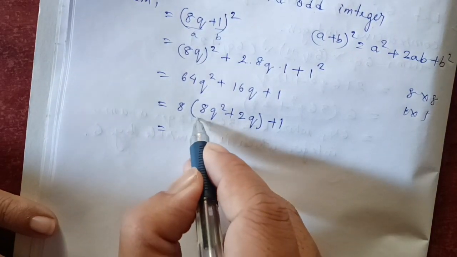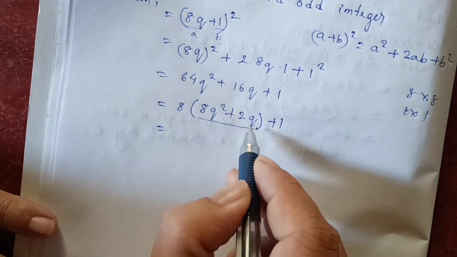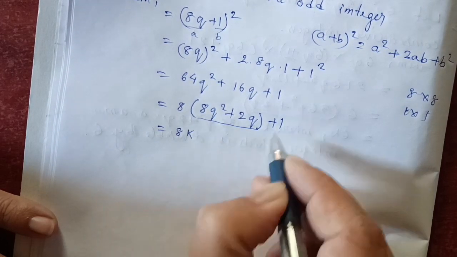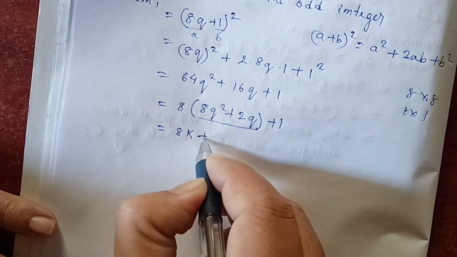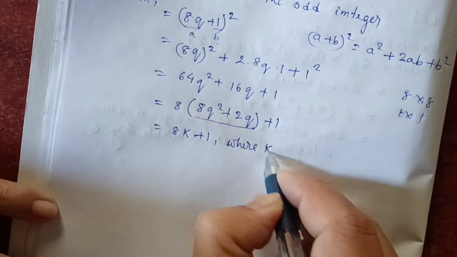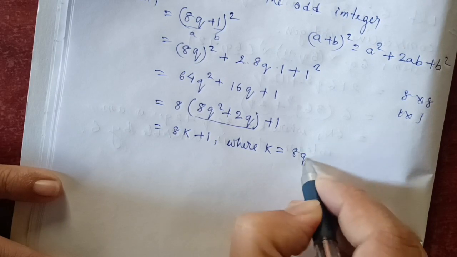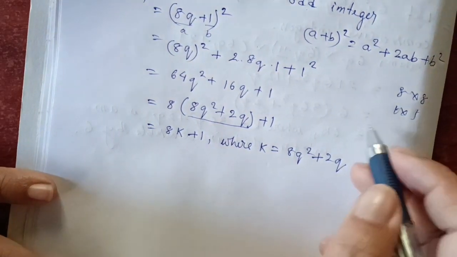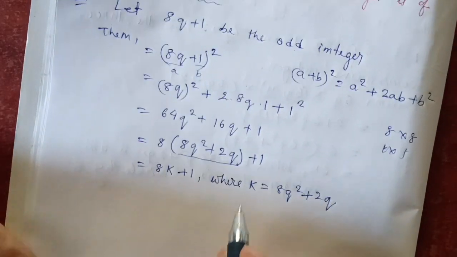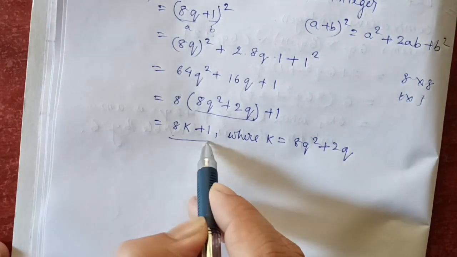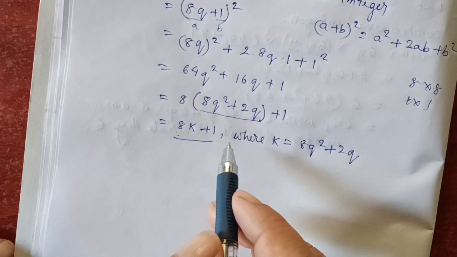Okay. All these values which are inside the bracket, we should always replace with k. Alright. Then plus 1 is still remaining. You can show where k equals q square q. Okay. So now we get the question. The question says that we should get 8k plus 1. So we get 8k plus 1.